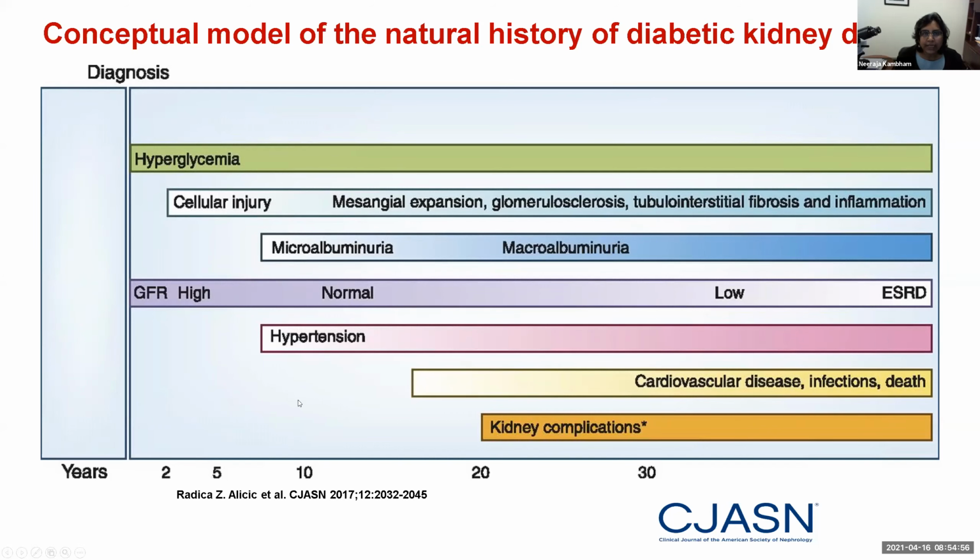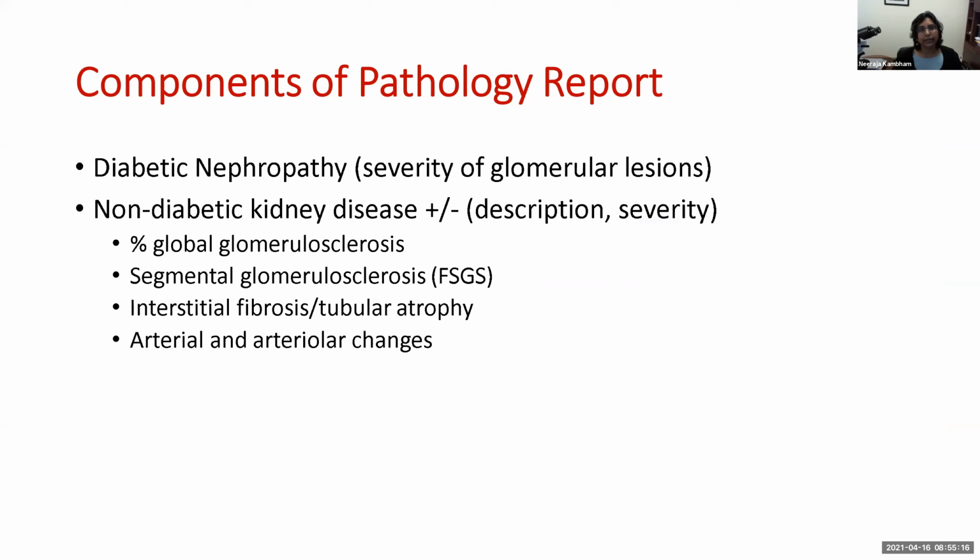So in this entire spectrum we are thinking about, we are the keepers of this type of mesangial expansions, interstitial fibrosis, and inflammation. But while we are looking at it, we are keeping in mind all of these things, the entire spectrum of changes that are expected. With that, in a pathology report, we are talking about diabetic nephropathy.